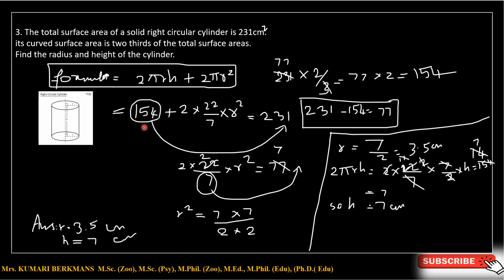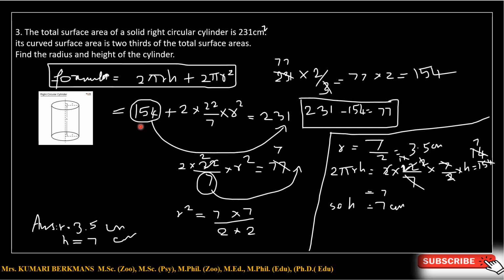Now let us see. So the total is 231. So we have to find out two-thirds of the surface area, the curved surface area. How do we get it? We strike it with a 3 and we get 77. So 77 into 2, it is 154. So let us put this value for this 2 pi rh, 154, plus let us find 2 into pi value, which is 22 by 7, and r square, is equal to 231.